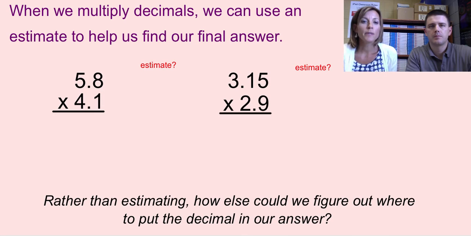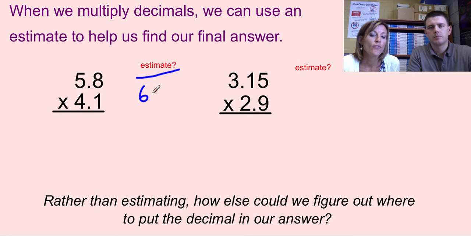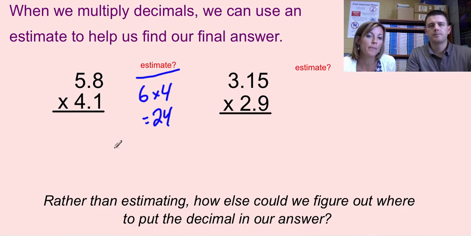All right, the first thing we're going to do when multiplying decimals is to go ahead and make an estimate. We can use this estimate at the end of the problem to check to make sure that we're placing the decimal point in the proper place. So 5.8 or 5 8/10 is close to 6. 4 1/10 is close to 4, and 6 times 4 is 24. So when we're done multiplying our problem, our answer should be about 24.